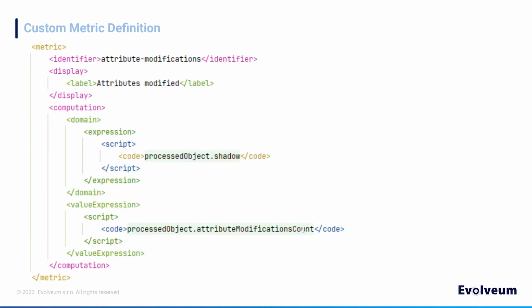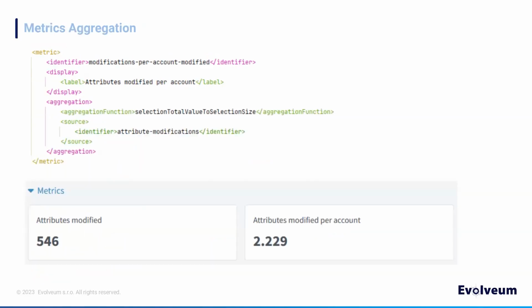Okay, so that's all we need to display the number of attributes that are going to be modified during a simulation. We can also define custom aggregation of individual metrics, both based on event marks and custom ones. It is done by defining the aggregation section here. The identifier and display are the same as in the previous example, but instead of computation, we see aggregation here.